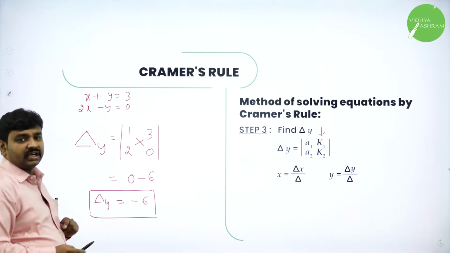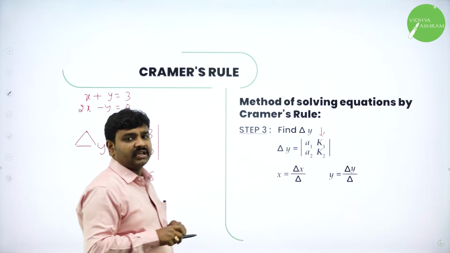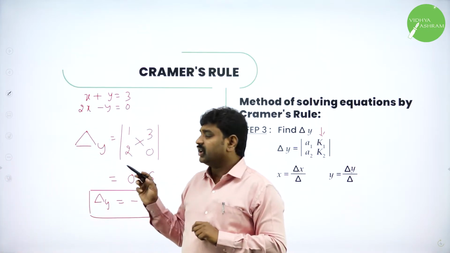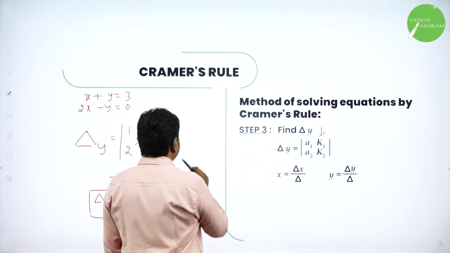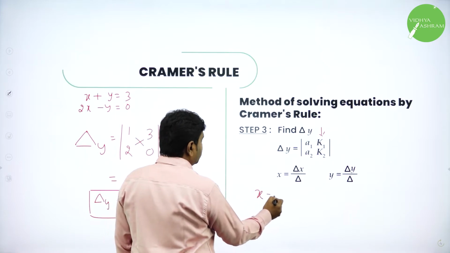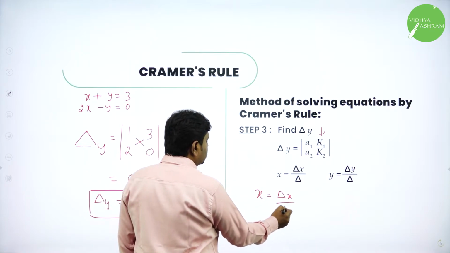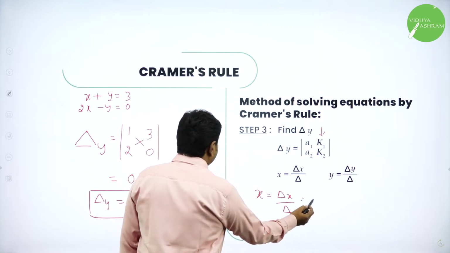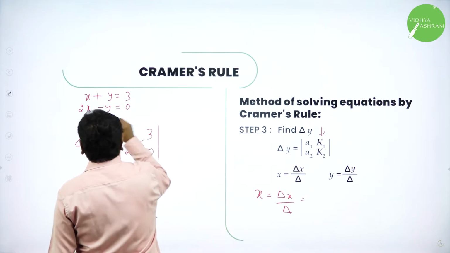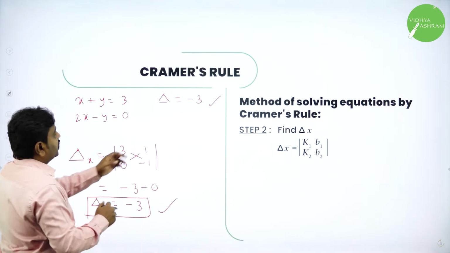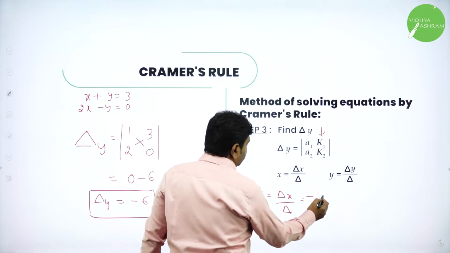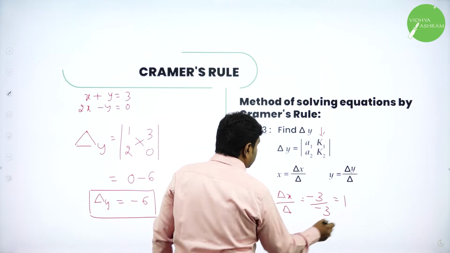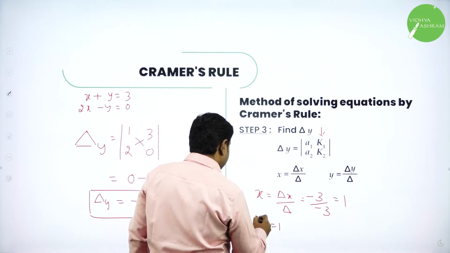You know what delta is, you know what delta x is, you know what delta y is. So now the last step is finding x and y. How to find x? The formula for x is delta x by delta. What is delta x we got? Delta x is minus 3. So delta x by delta, that is minus 3 by minus 3, gives you 1. So you got the value of x.